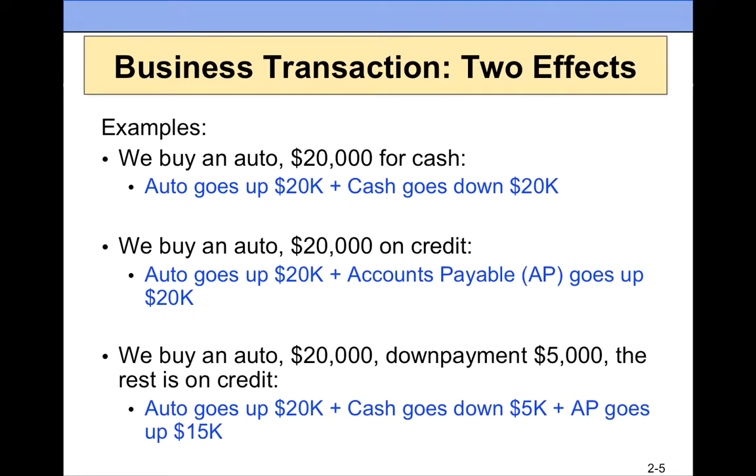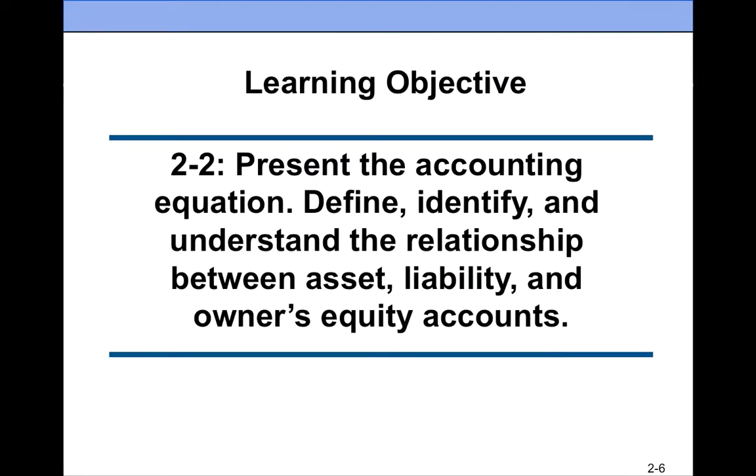We could have more than two impacts. We purchase an auto for $20,000. We only make a $5,000 cash down payment. Down payment means cash. And the rest we put on credit. So there are three accounts impacted. Our auto increases by $20,000. Cash goes down by $5,000. And the accounts payable account goes up by $15,000. So there are three accounts impacted, two of them go up, one goes down, but we have at least two. In this example, we have three accounts affected.